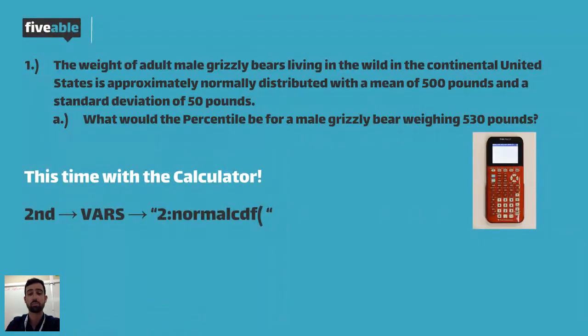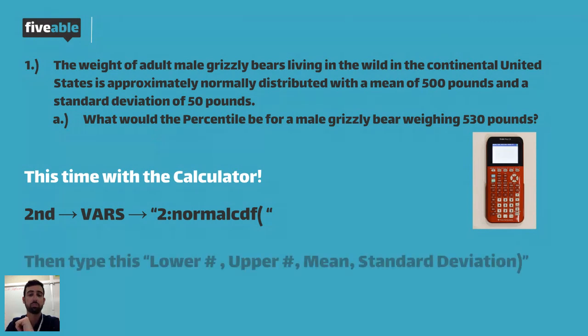You want to hit the second button, then you want to hit vars, and you want to go down to number 2, where it says normal CDF. Then you're going to type this in. Lower number is going to be the lowest value that you want to capture. Upper value is going to be the highest number that you want to capture. Then you type in the mean and the standard deviation.